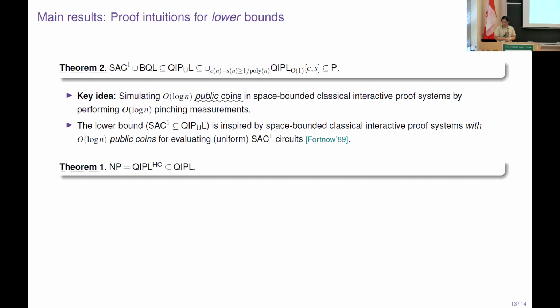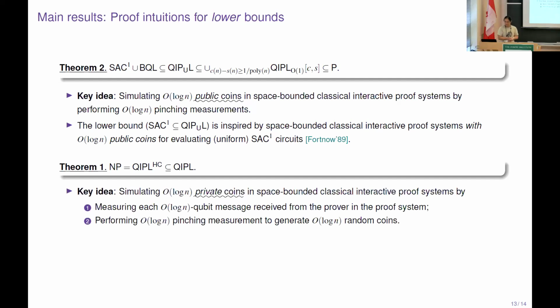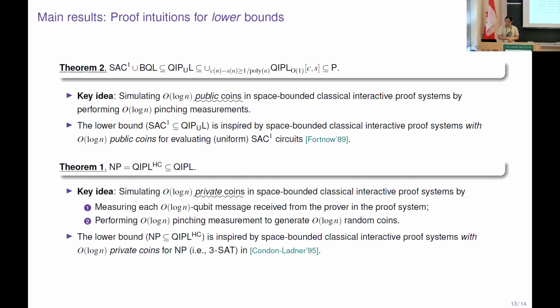On the other hand, the lower bound for QIPL is a bit tricky because we want to simulate log n private coins in the classical proof system. Since it's private, we need to make sure that the prover really cannot know what's happening in these coins. So it's not enough to just simulate these private coins exactly using the intermediate measurement. The verifier also needs to measure each message received from the prover and use the outcome as a relay message. And combining these two points, the lower bound is inspired by this protocol by Calderbank and Leitner for verifying 3-SAT.